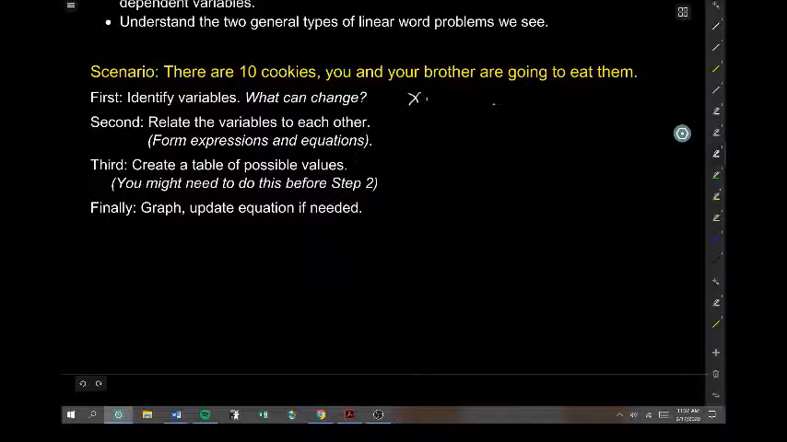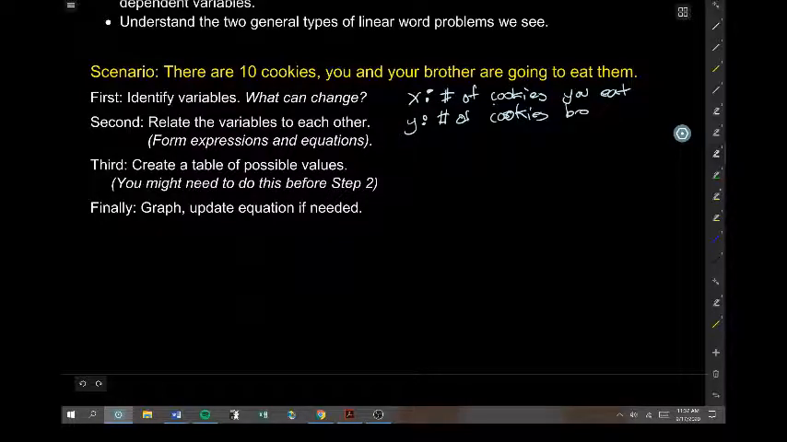We are trying to define, or here's what we can label as a variable, things that can change that we're going to be working with. X is going to be the number of cookies you eat. Note how I didn't just say cookies. That's not specific enough. I want my variables to be as specific as possible. Y is going to be the number of cookies your brother eats. Okay, these are the things that we're really going to be working with and trying to find.